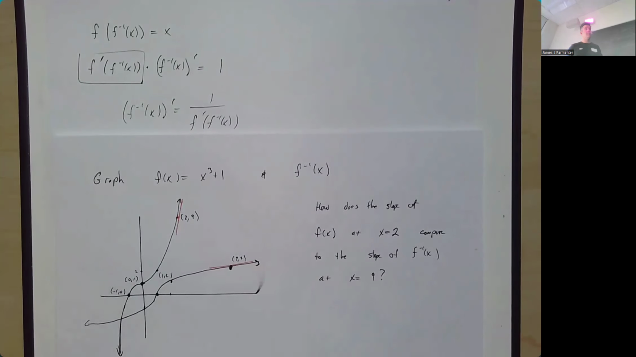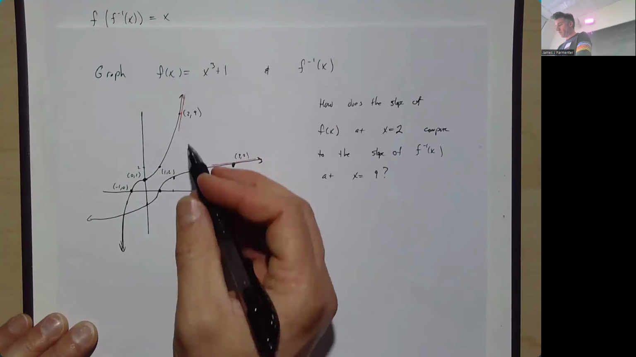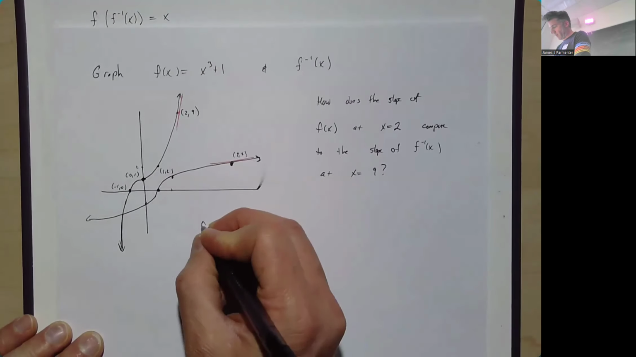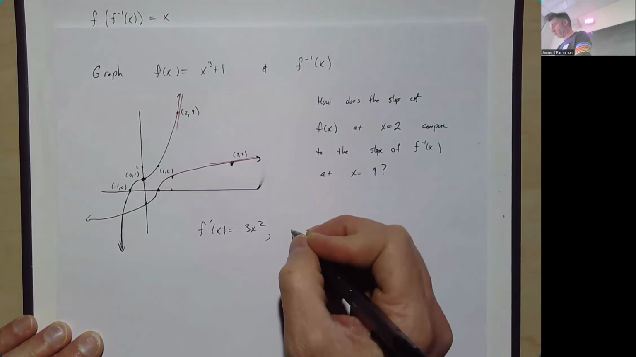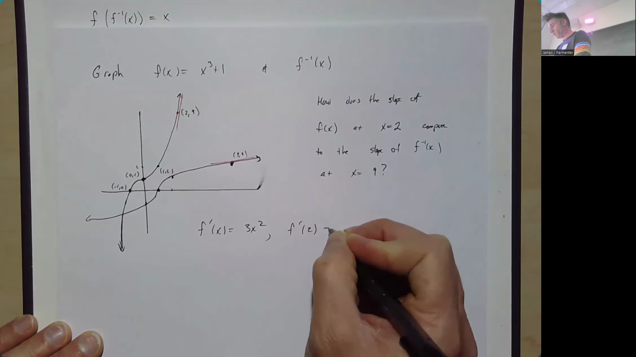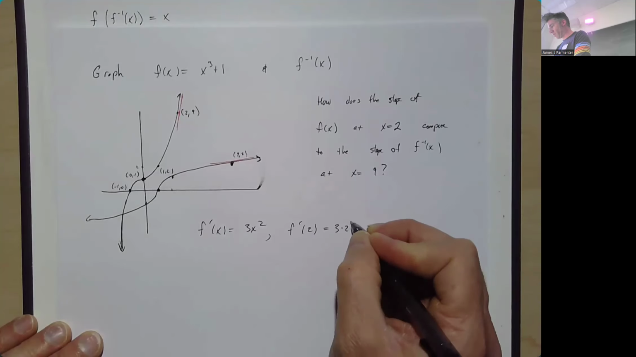Let's find out. So the first part of that question is easy. f prime of x is equal to 3x squared. If we plug in 2, f prime of 2 is equal to 3 times 2 squared, which is 12.